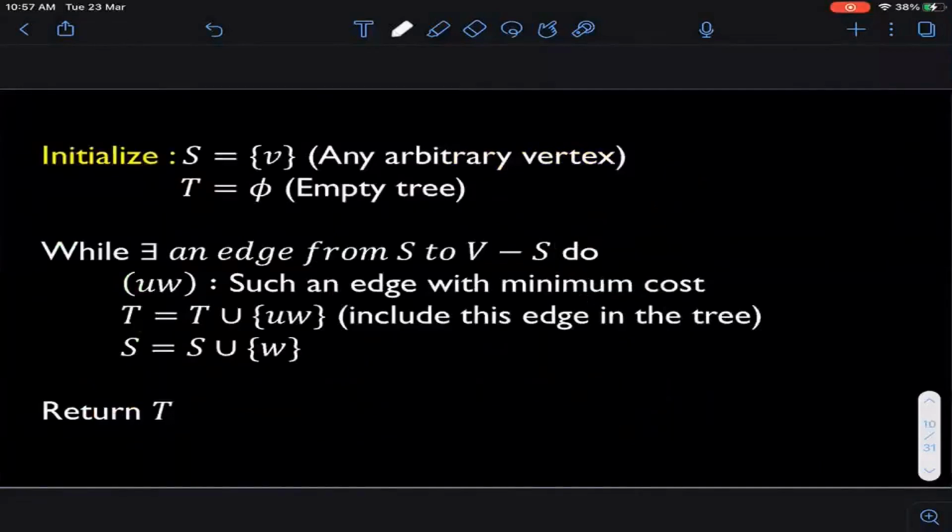It's fairly simple, right? And again, this is at a very high level. I'm not talking about implementation yet. This is just a summary of whatever I have said so far. I initialize the set S with a singleton vertex, and I initialize an empty tree. You check whether your current set has some edge which is going across. If yes, then you choose the minimum cost edge among those, and you include that in your tree. And you update your set S. And you terminate when there are no such edges. Just return T.